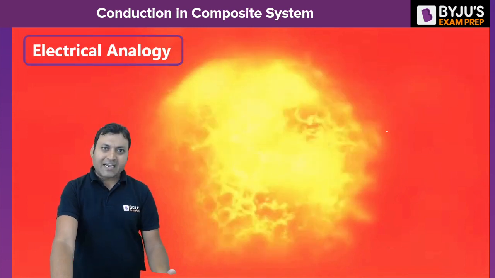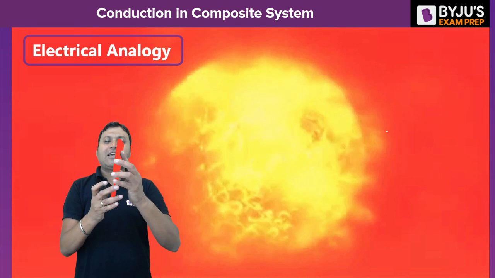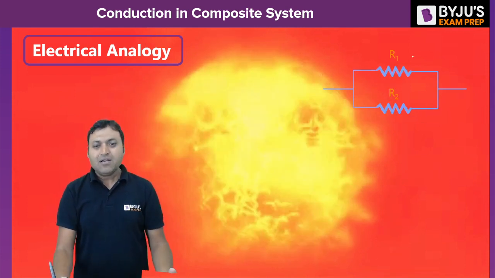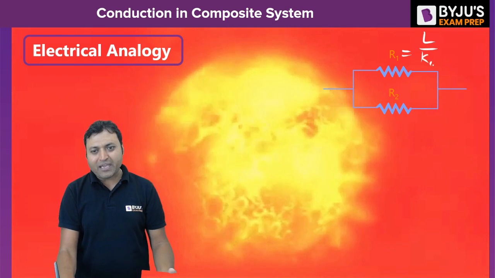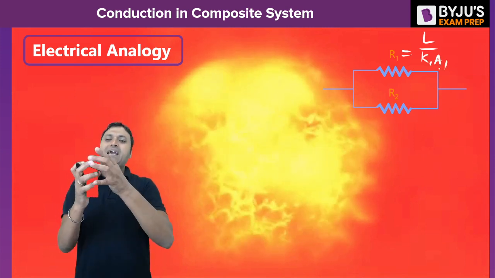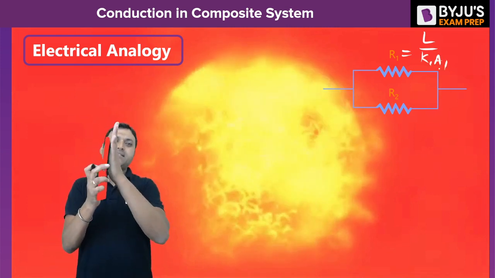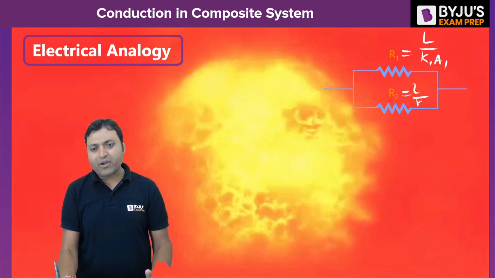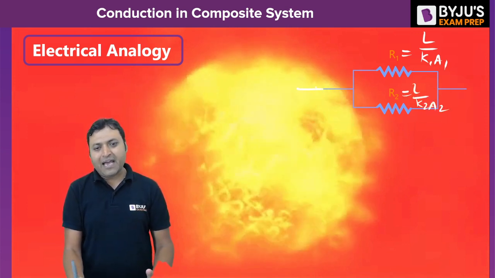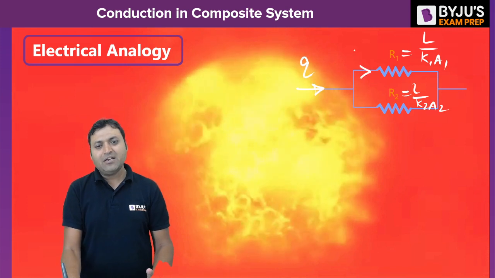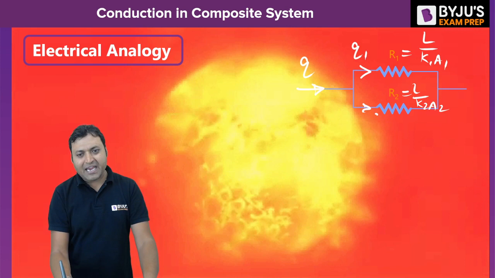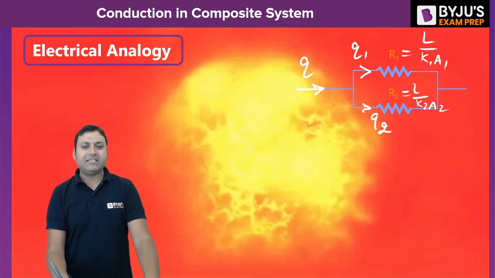If we draw the circuit diagram, then for two materials there will be two thermal resistances, which will be drawn in parallel. What is R1? L upon K1 into A1. A1 is the area of material 1. And R2 will be equal to L upon K2 into A2. The direction of conduction will be from left to right. Q1 will be across R1 resistance and Q2 will be across R2 resistance.